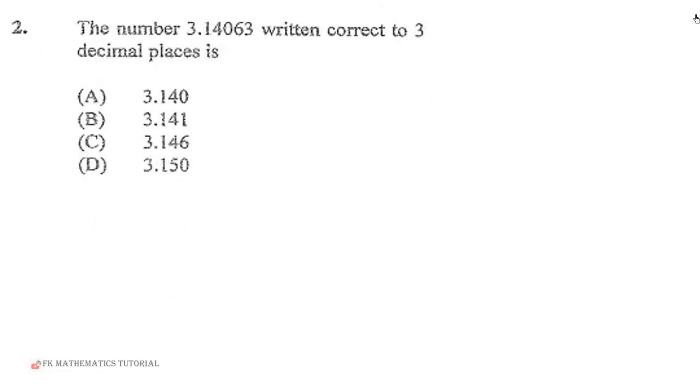Question 2. The number 3.14063 written correct to 3 decimal places is. So to 3 decimal places, we count 1, 2, 3. So we cut there. Next number is 5 or more. So we add 1 to 0 to get 3.141. So the answer is B.